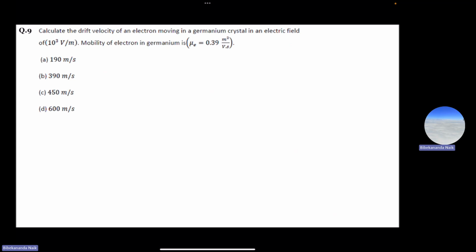There is an expression that relates mobility, drift velocity, and electric field. So if you put that relation, the two values are known. The only unknown is the drift velocity of the electron, and you can calculate it very easily. So I'll give you 1 or 2 minutes to calculate it, and then I will discuss whether your option is correct or not.